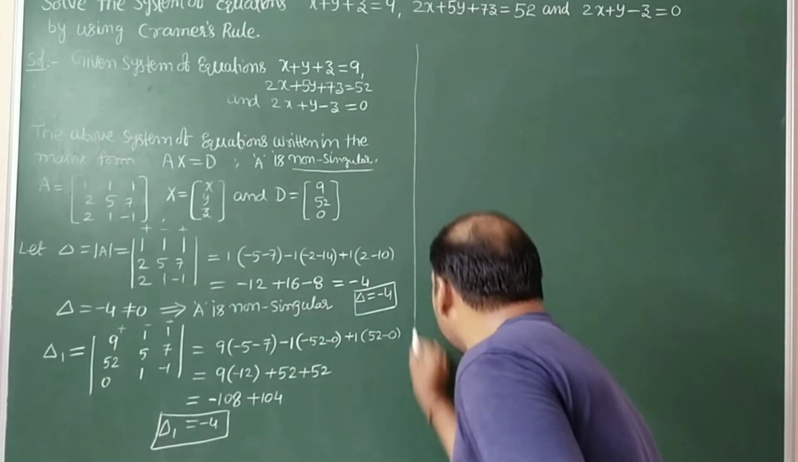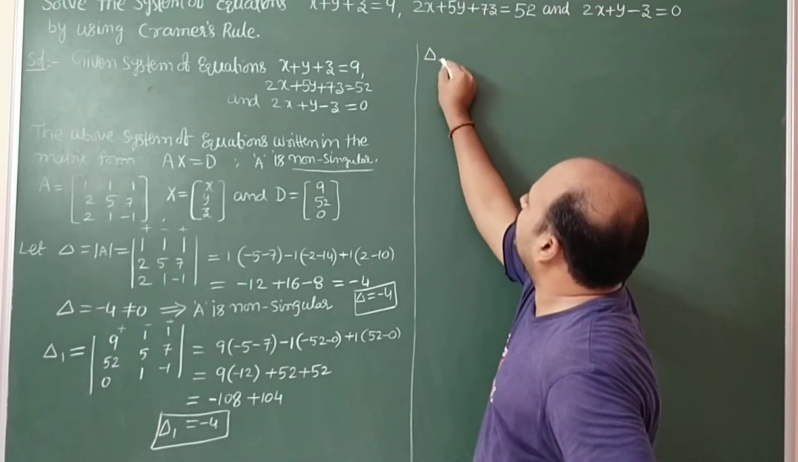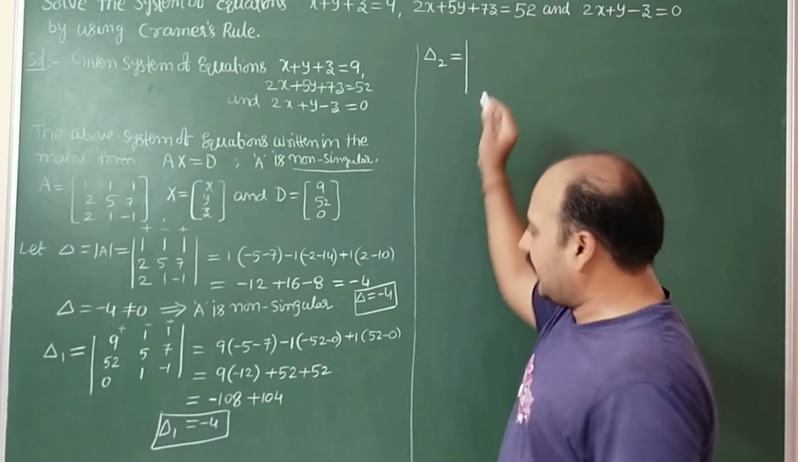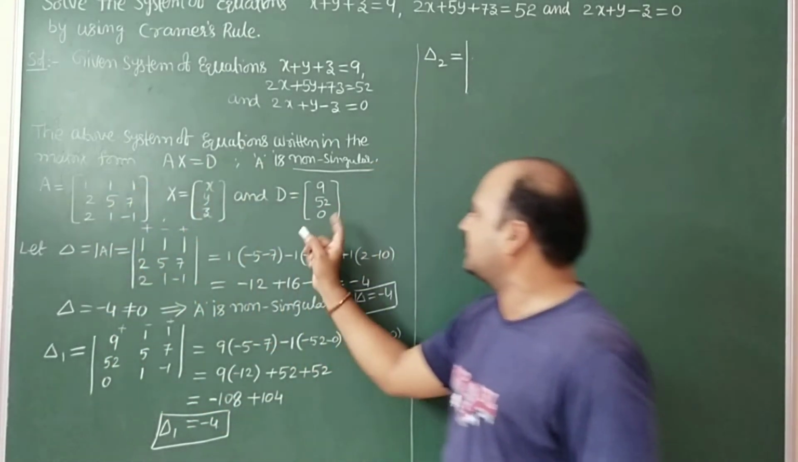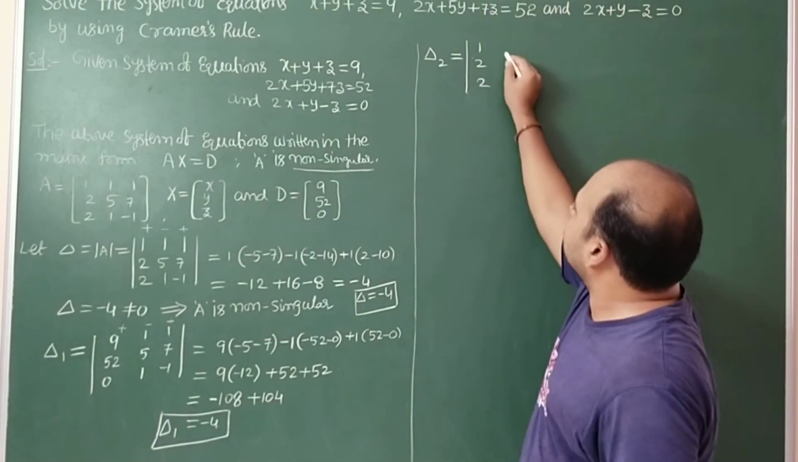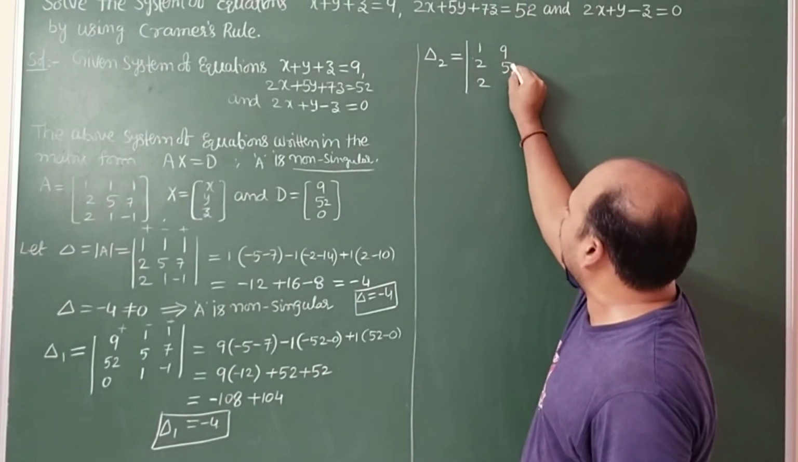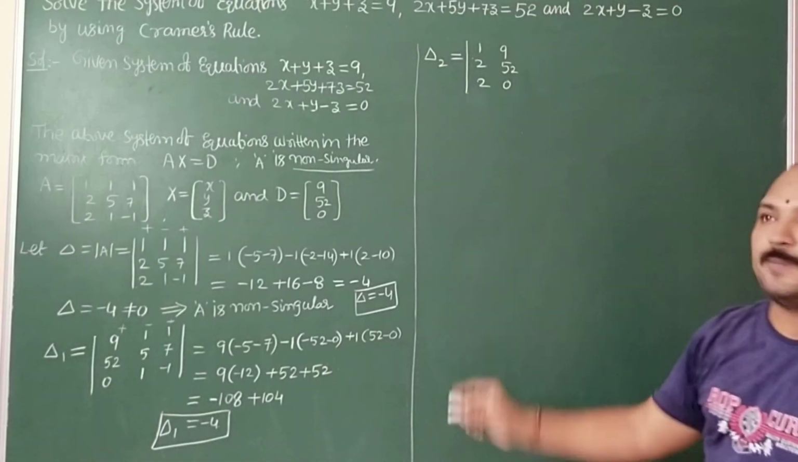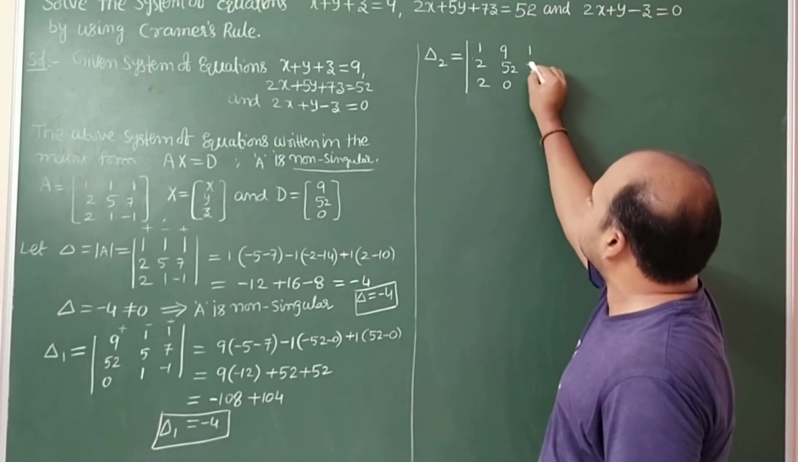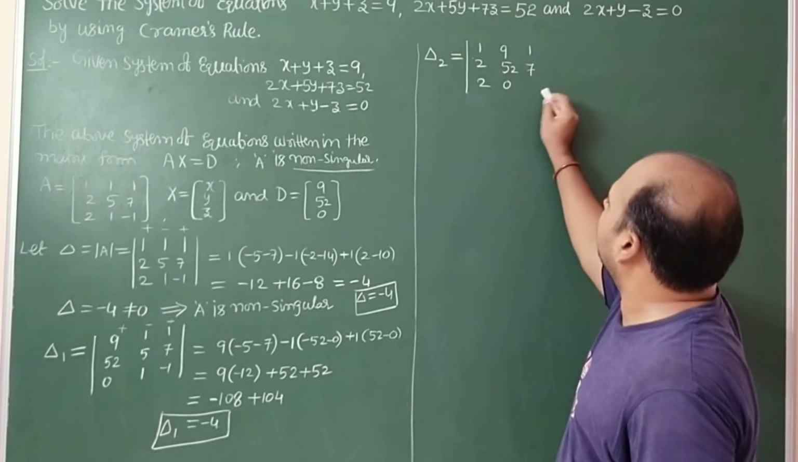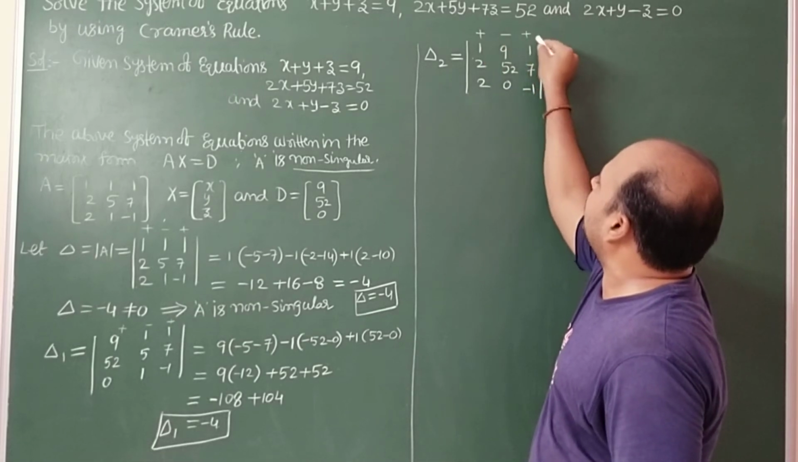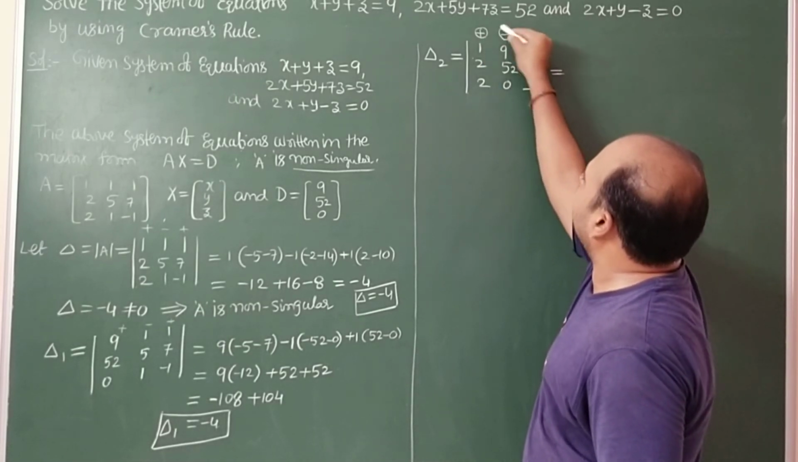Next, delta 2 is equal to the determinant where the second column is replaced with the constant matrix. So the first column is 1 2 2, the second column is 9 52 0, the second column replaced with the constant matrix. The third column is obviously the same, you have to write 1 7 minus 1, and expand with plus minus plus.